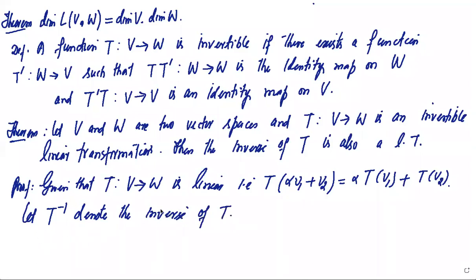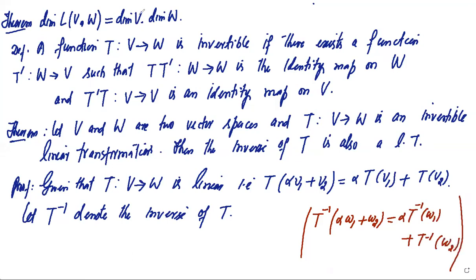Now let's choose some two elements. So actually what we have to do, हम पहले वो लिखेंगे हमें करना क्या होगा. We have to prove something like this: T inverse of (alpha W1 plus W2), हमें ये दिखाना होगा, is equal to alpha T inverse of W1 plus T inverse of W2. ये चीज हमें दिखाना होगा. तो इसके लिए हम पहले चूज करेंगे some elements from W. Now let W1, W2 belong to W.